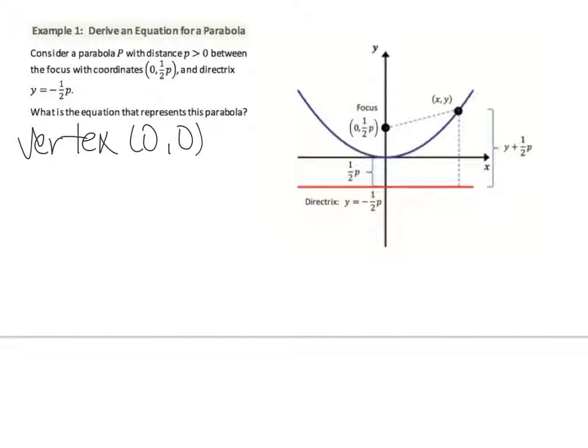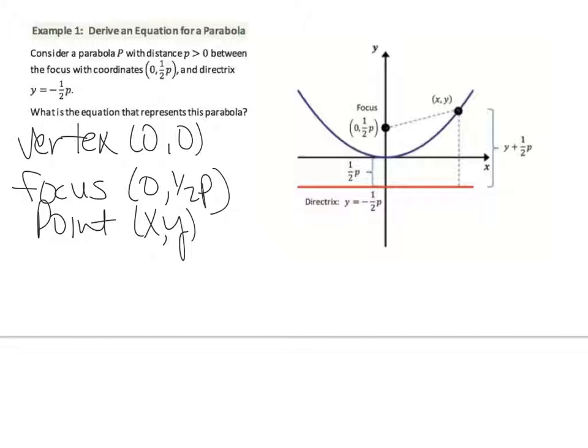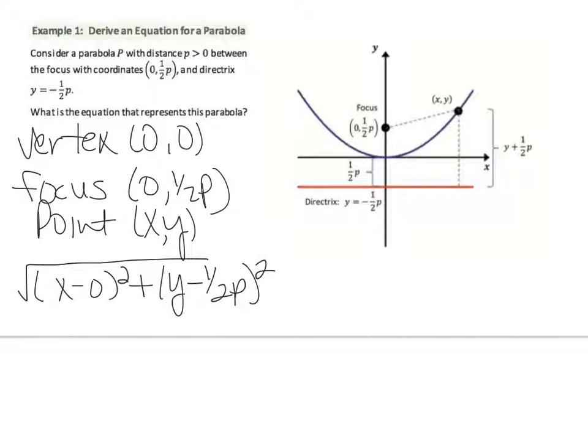The vertex is 0, 0. So let's find the formula for the distance between the focus and point x, y. Our focus is 0, 1/2 P, and a point on the parabola is x, y. So using our distance formula, we have the square root of x minus 0 squared plus y minus 1/2 P squared.